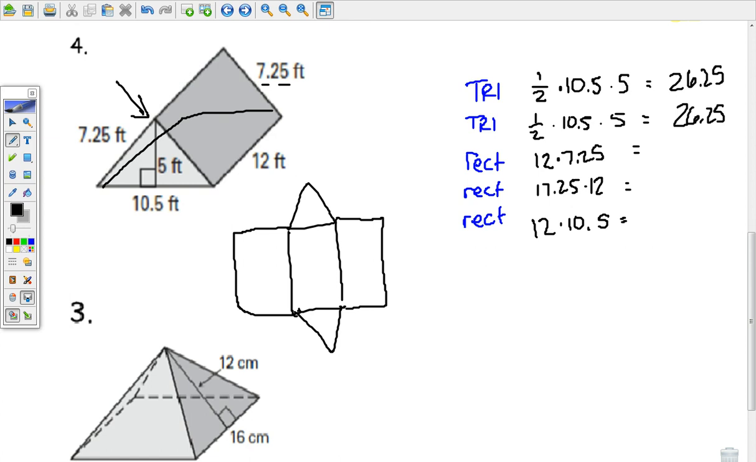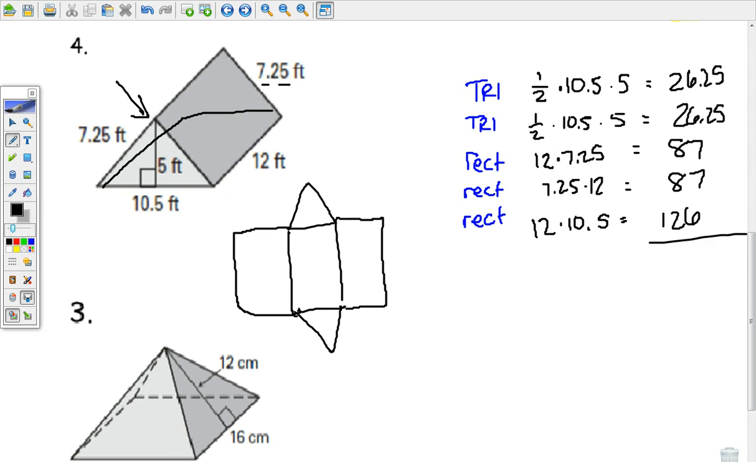Where did I get 17.25 from? Wow, sorry. Let's fix that. That 1 needs to go away. It's 7.25 times 12. I don't know where I got 17 from. Sorry about that. But those are 87. And then 12 times 10.5 is 126. Check me on the math there, make sure I'm right.